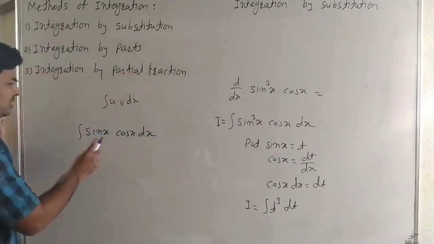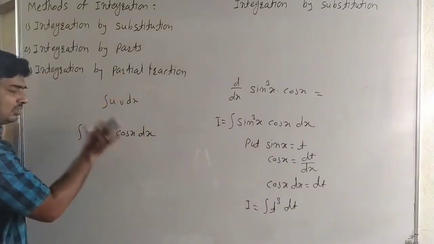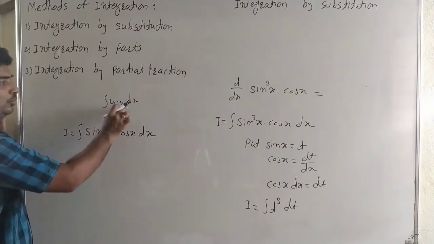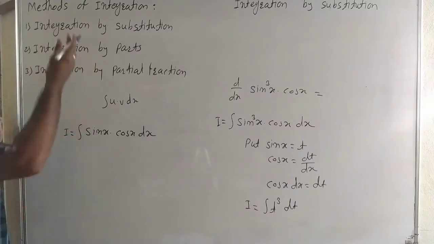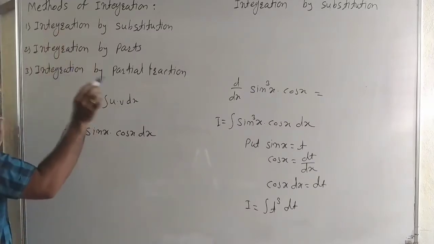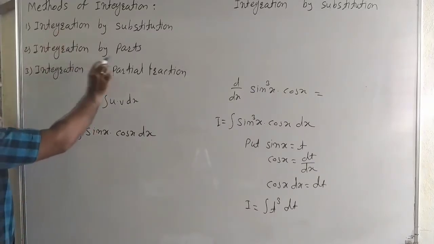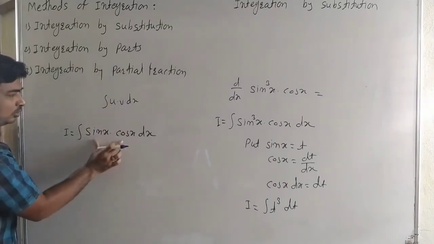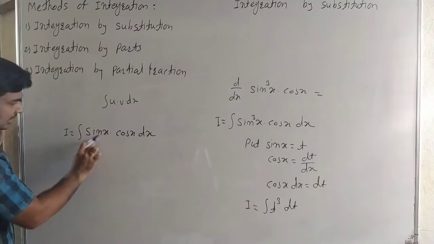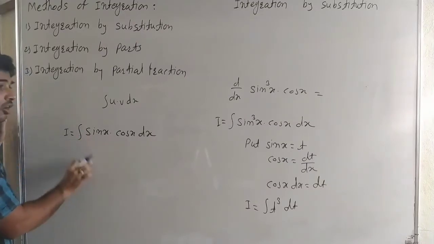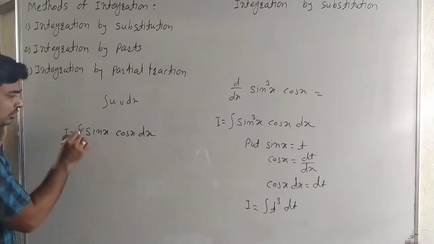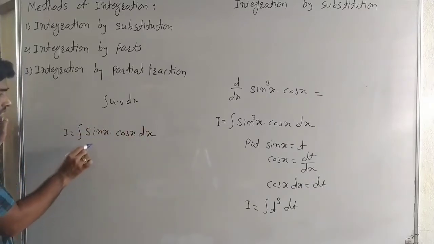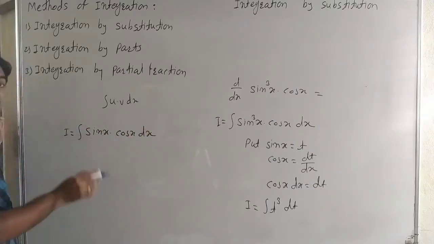Here this integral can be solved by three methods. For sin x into cos x, we can use u into v, integration by parts. The next method, after substitution, is integration by parts. This example can also be solved by u into v, because both are integrable here. Or by the substitution method, put sin x equal to t, or put cos x equal to t.